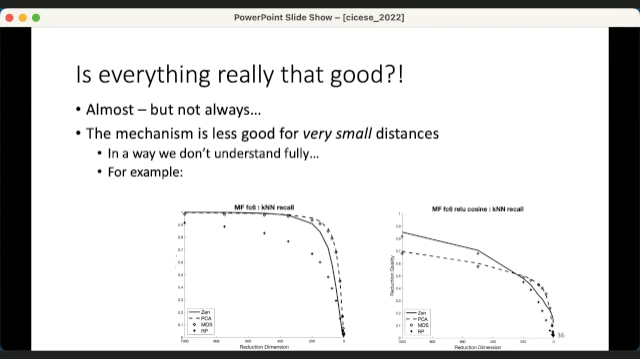So, is everything really that good? Well, not quite. There's one outstanding problem, which is that this mechanism is less good for very small distances. And this is unfortunate because very small distances might be what you're most interested in if you've got a very large data set. And there are things we don't understand in here. So this measure is, again, Mirflickr, the FC6 reduced from 4,000 down to between 1,000 and 2 dimensions. And we're measuring recall, which is a complex measurement.